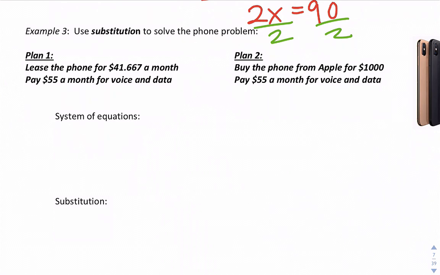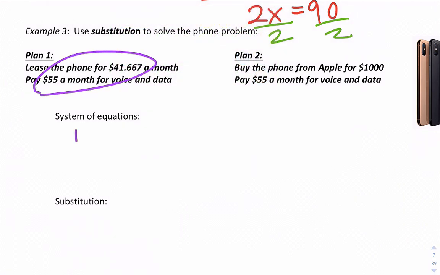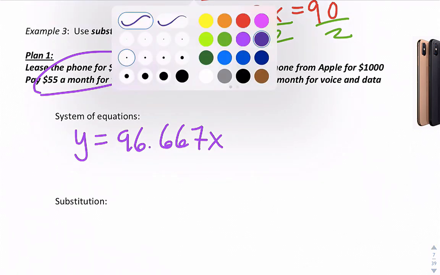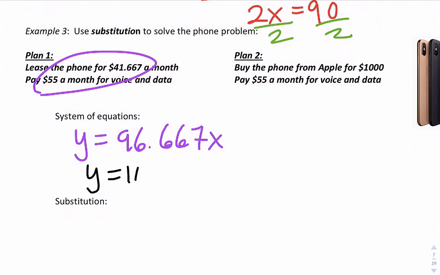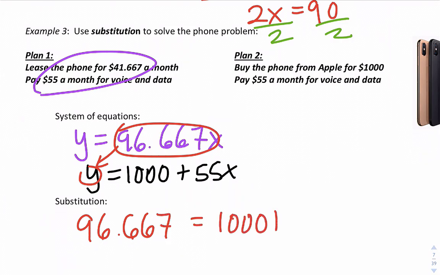This is our phone plan problem. If you recall, we can lease that phone but pay $96.667 per month, or we can buy the phone from Apple for $1,000 and pay the $55 per month. Okay, again, we can substitute. This is what y equals, so we're going to plug it in for y. So we get 96.667x equals 1,000 plus 55x. I forgot my x here.